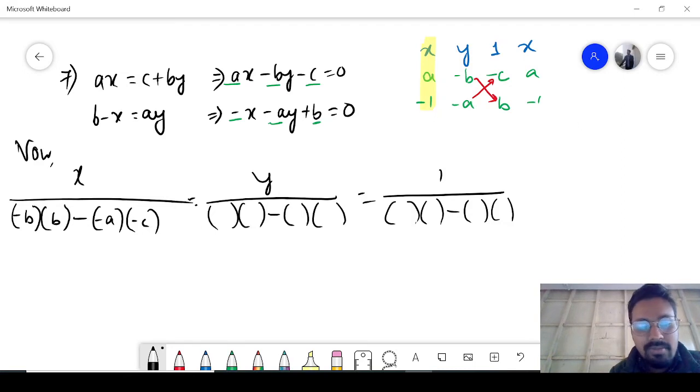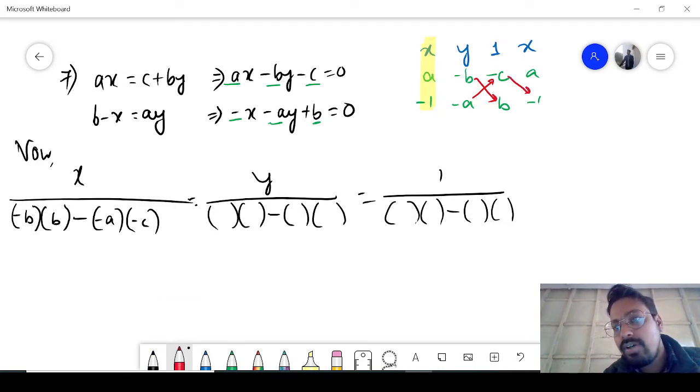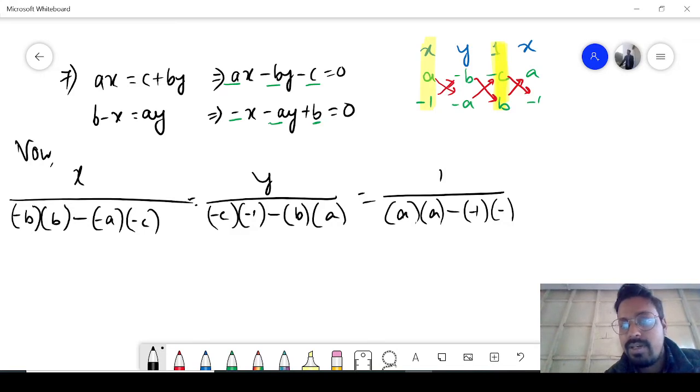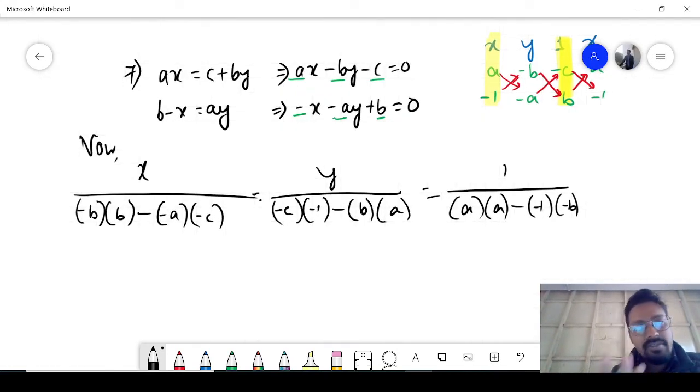Now for y we are going to go for c into minus 1, minus c minus 1, and b a. And for the final part 1, we are not going to look at 1, hide 1, and we are going to go for these two, right? So it is going to be a minus 1 minus b. Done. Very simple thing.